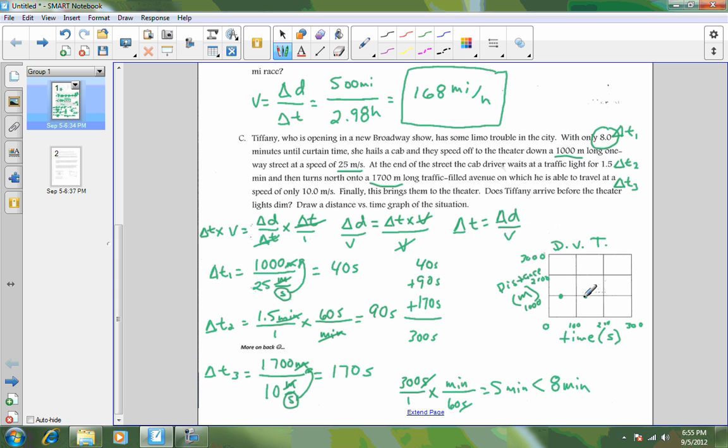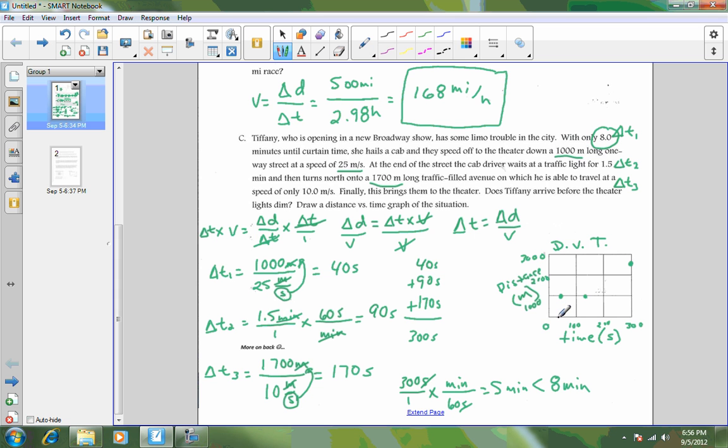Tiffany traveled no distance in the second time interval. The third time interval was 170 seconds. So it's going to take us all the way to 300 seconds. But in that time, she was able to travel 1,700 meters. So we'll go up 1,000 meters and then beyond halfway to 3,000. So right here is about 1,700 meters.